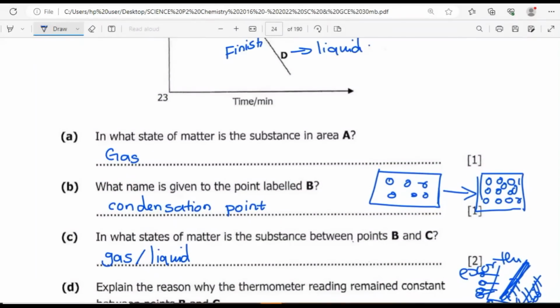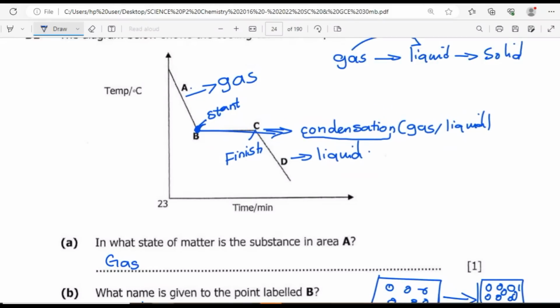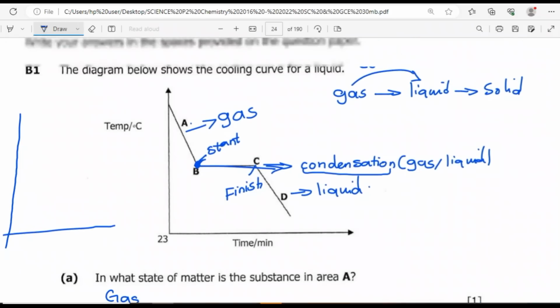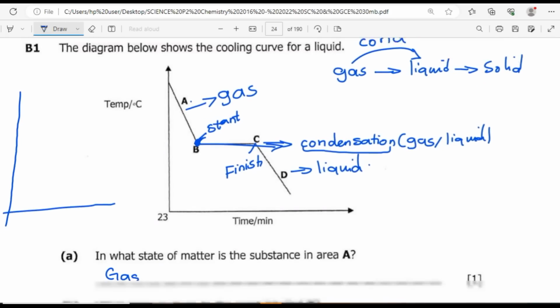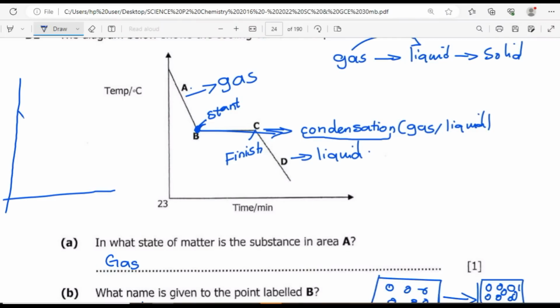Then for this graph, this question can also be read like this. Since we are told it is for a liquid, what if we are beginning with the liquid instead of a gas? If we are cooling a liquid here, then at this point B will be the starting of freezing.